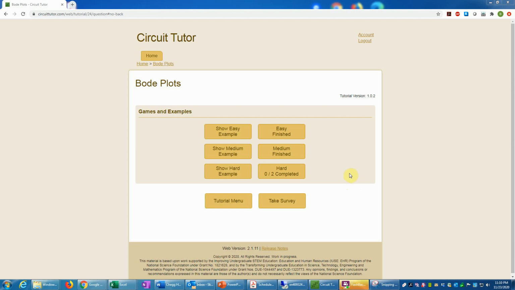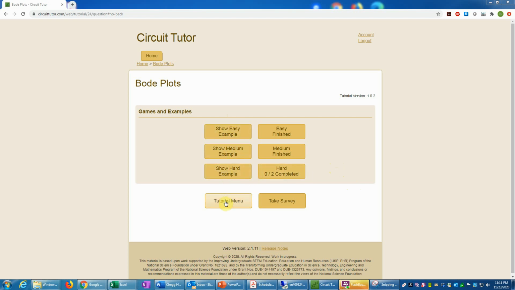This is an example of a hard level problem in the Bode Plots game in Circuit Tutor. Notice that we can always view examples at various levels of difficulty, and it's strongly recommended that you do view some examples prior to attempting the exercises, as that'll make it a lot easier to complete the exercises successfully.